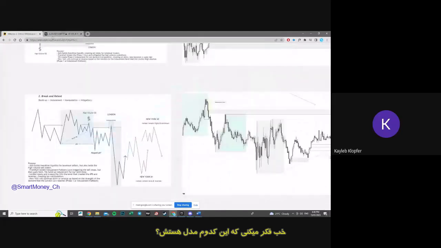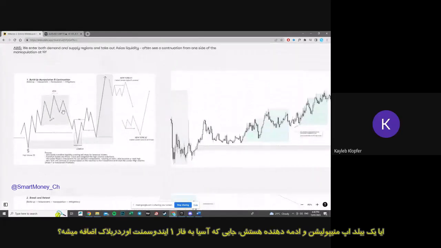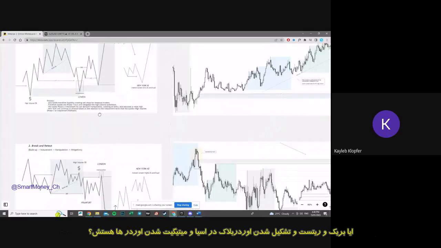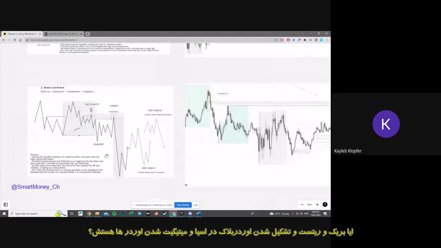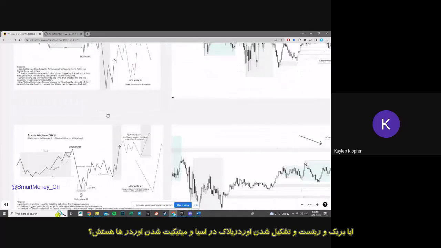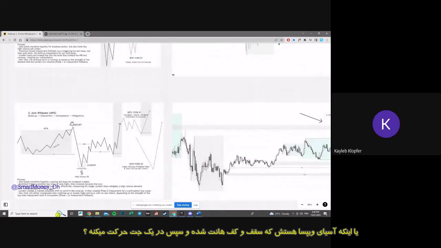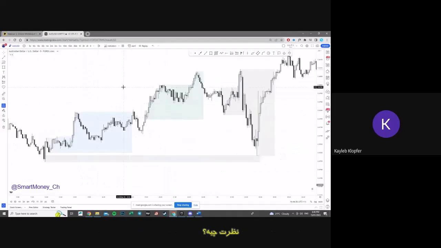Is it a build-up, manipulation, continuation, where Asia adds to phase one inducement for an order block? Is it our break or retest, or where Asia creates an order block and mitigates those orders? Or is it Asia whipsaw, where we take the high and the low, create a continuation for one of them? What do you think?